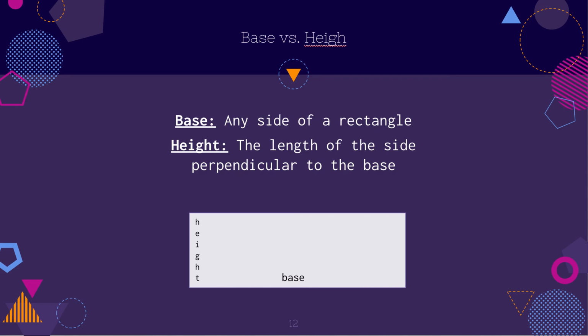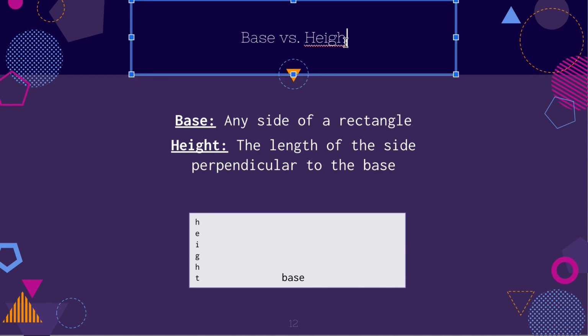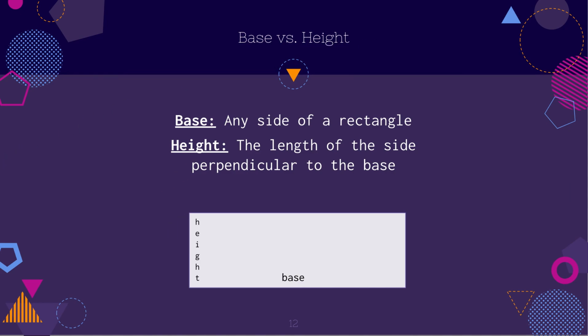So we're going to start basic and we're going to talk just about the different components, and specifically we're going to focus on rectangles. So the difference between base and height. The base of a triangle can really be any side of a triangle. It's not important that it's the longest side or the side that's flat on the bottom. Any side of a rectangle can be a base. And then the height is just the length of the side perpendicular to the base. So if you decide that this side is going to be the base, then this side is the height. Whereas if you decided this side was going to be the base, then that side would have to be the height. So the two always have to be perpendicular to each other.